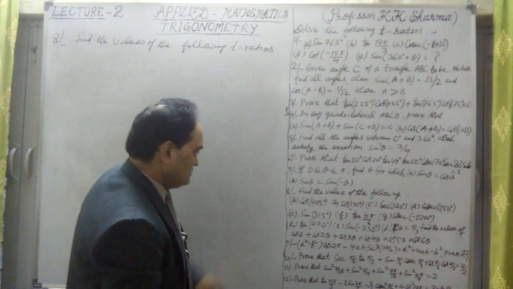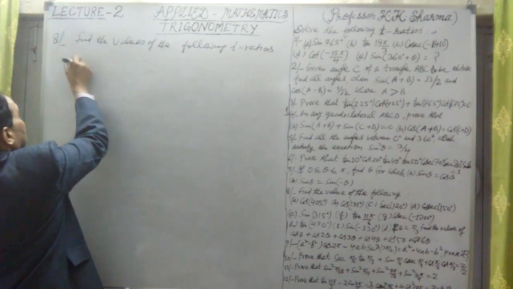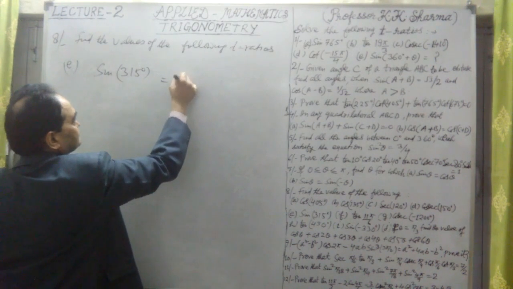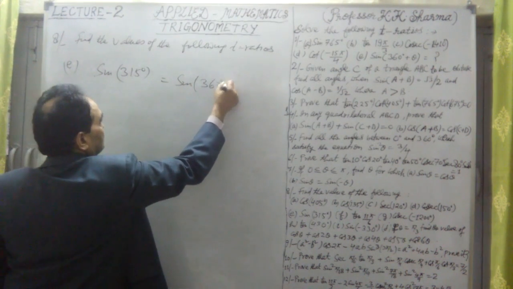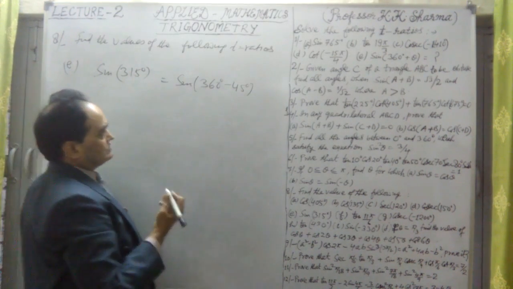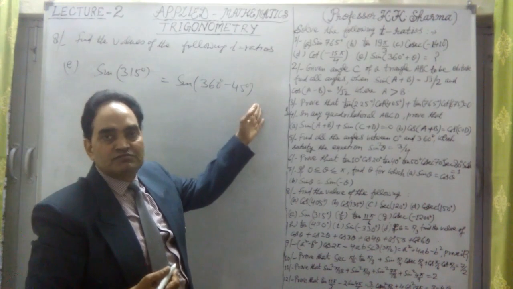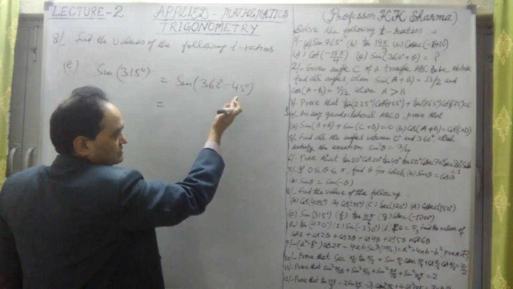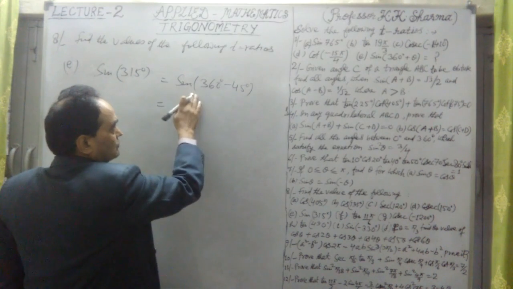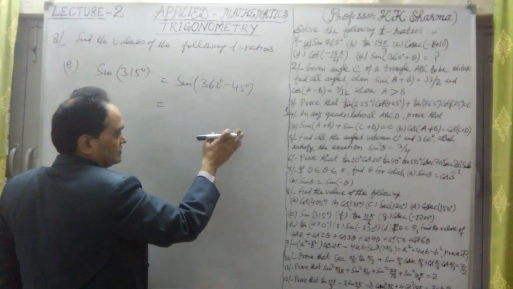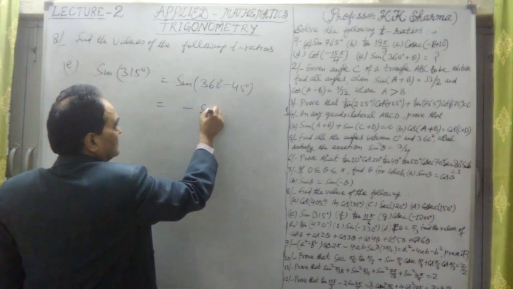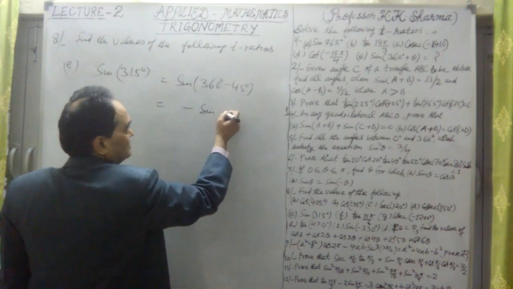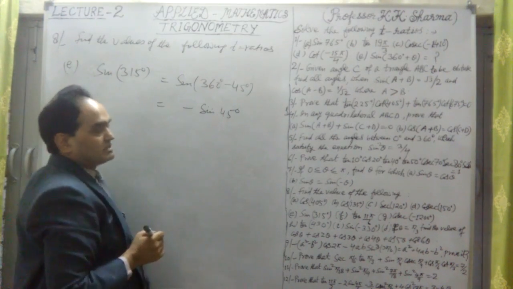Now let me take the E part. E part says sine 315 degree. This can be written as sine of 360 degree minus 45 degree, since the difference is 315 degree. Now this is in the fourth quadrant: 360 minus theta, or 2 pi minus theta, is the fourth quadrant. In the fourth quadrant, sine is negative, and only cos and sec are positive. So it is minus sine 2 pi minus theta, sine stays sine, cos stays cos, and the same angle remains. So this is minus sine 45 degree.